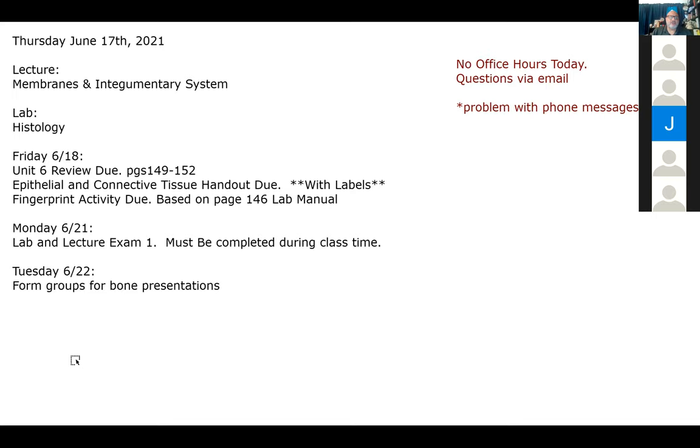And so I encourage you to take a fingerprint of yourself, one or two, take a fingerprint of your loved ones, take a fingerprint of some stranger walking down the street. I don't care whose fingerprint it is, but take a fingerprint and start looking for some of these details, because these are details using that chart on page 146 that you would be responsible for identifying on a lab exam.